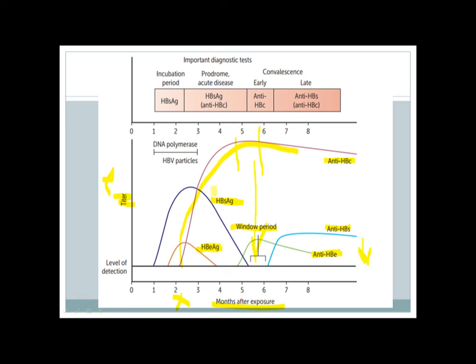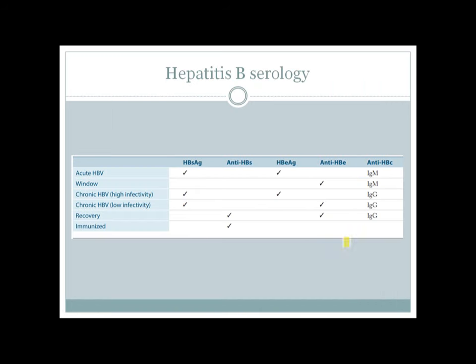So again, we can recap: HBsAg for screening purposes, HBeAg to see the replication status, and anti-HBc to confirm during the window period. Anti-HBs is to see if the patient developed immunity against the hepatitis B virus, and anti-HBe is to see if the transmissibility has become low. Okay, so this is the basic idea of hepatitis serology.